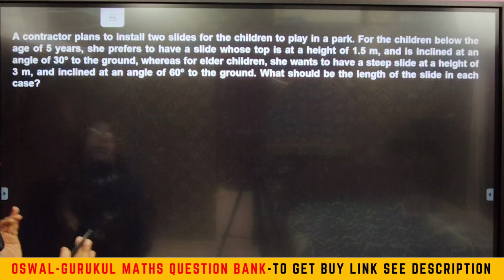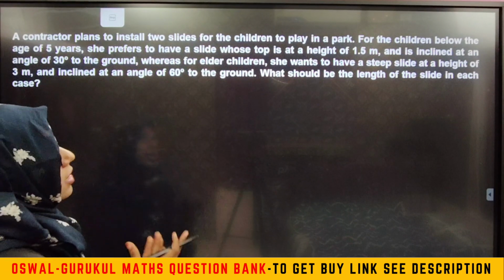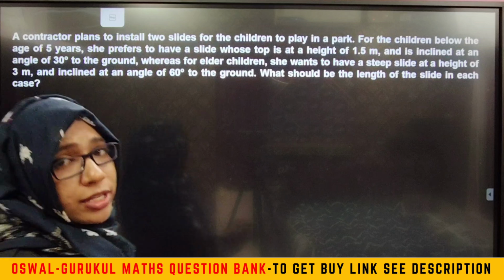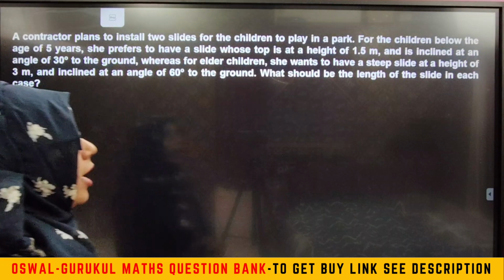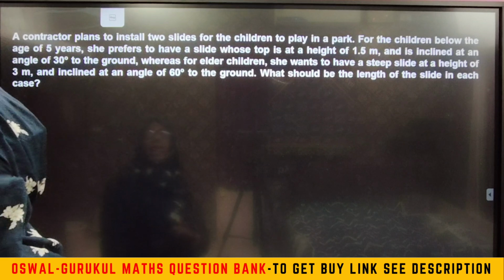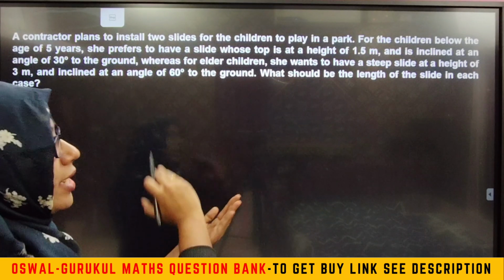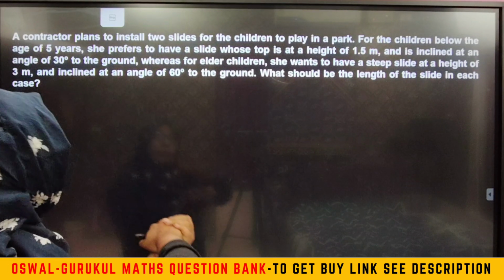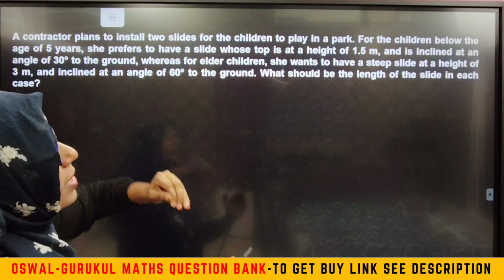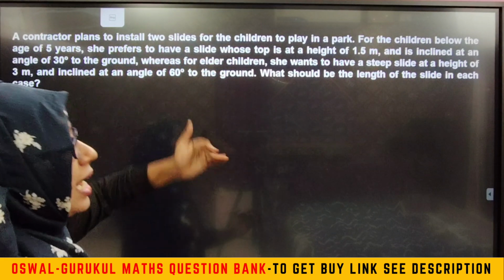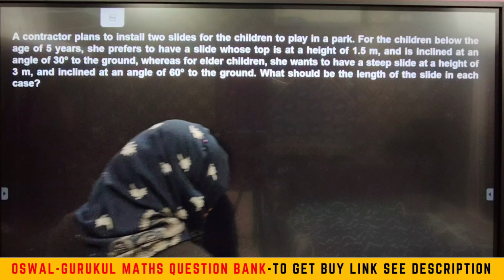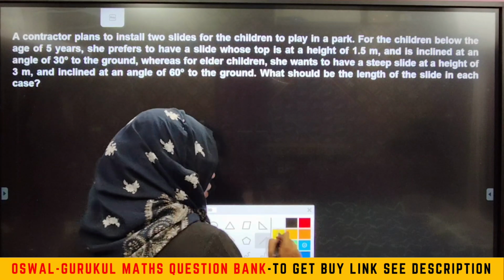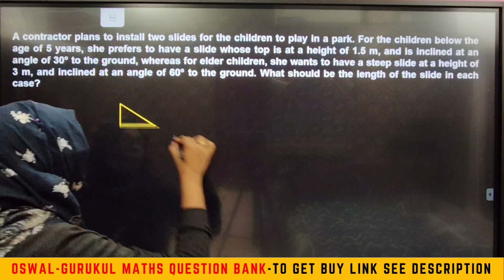Okay, so let us move to the third question from the same exercise. A contractor plans to install 2 slides for the children to play in a park. നമ്മുടെ പാർക്കിലേക്കുള്ള സ്ലൈഡ്സിനെ നമ്മൾ കാണാറില്ലേ? For the children below the age of 5 years, she prefers to have a slide whose top is at a height of 1.5 meter and it is inclined at an angle of 30 degree to the ground.